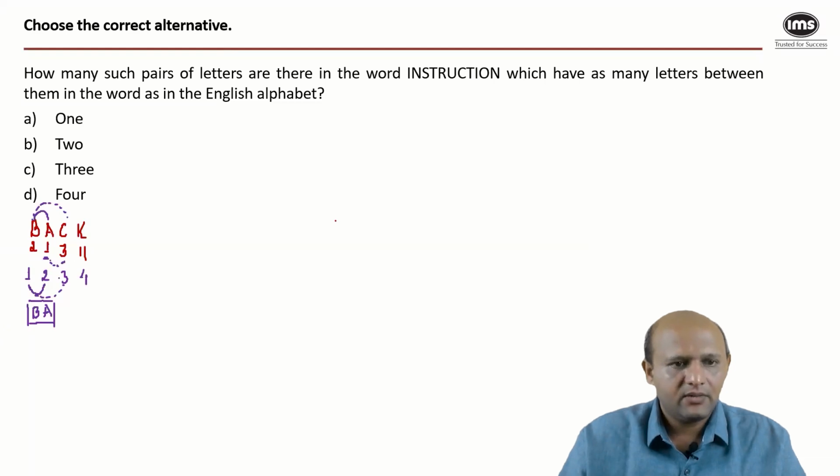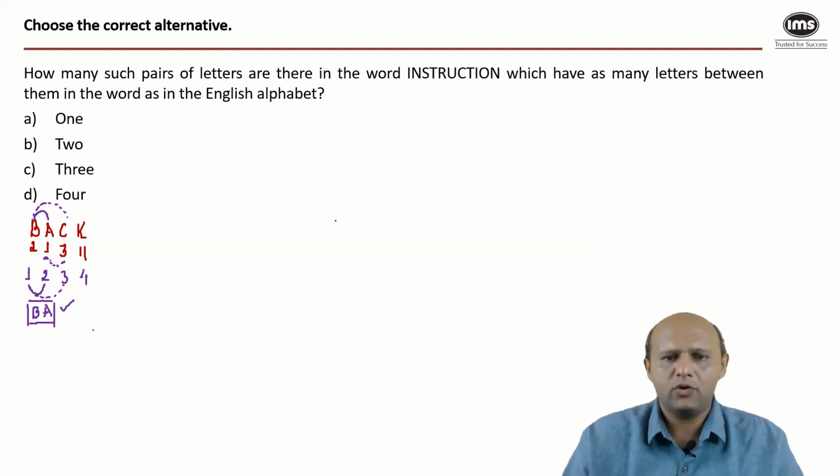Okay. So then what will pair with A? Will C pair with A? No, because the gap here is 1 and the gap here is 2. Will K pair with A? Obviously not. So CK is also not a pair. So the only pair that you can select is BA. I hope this helps put things into perspective as far as this question is concerned.